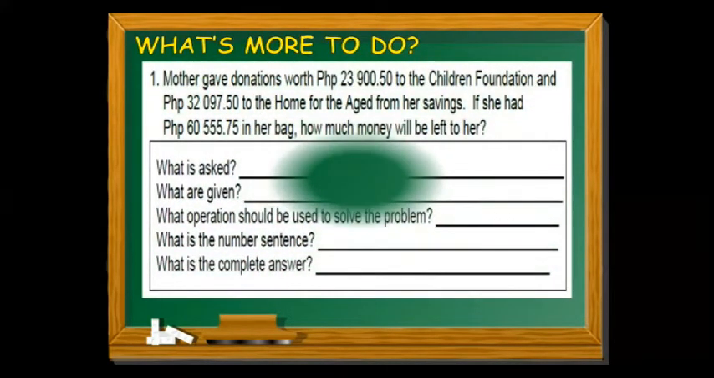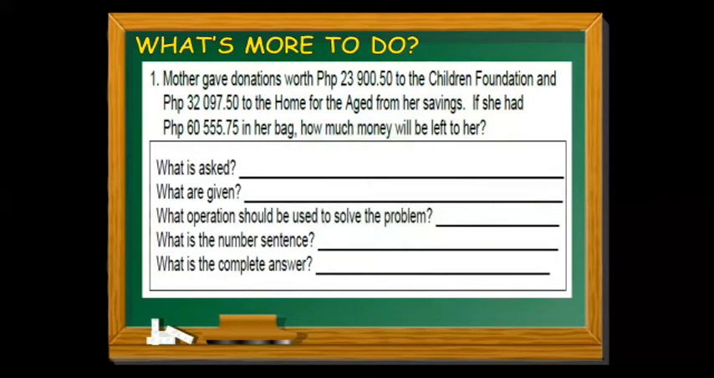So let's have another example. So kinuha ko to sa module nyo para at least meron kayong example na mas madali nyo makukope up. So here's the problem. Mother gave donations worth of 23,950 cents to the Children Foundation and 32,097 and 50 cents to the Home for the Aged from her savings. If she had 60,555 and 75 cents in her bag, how much money will be left to her?